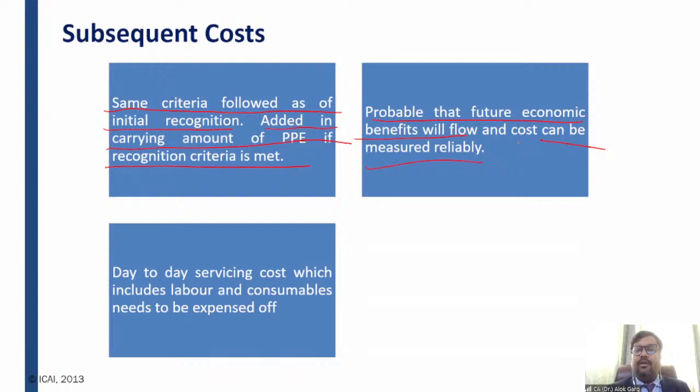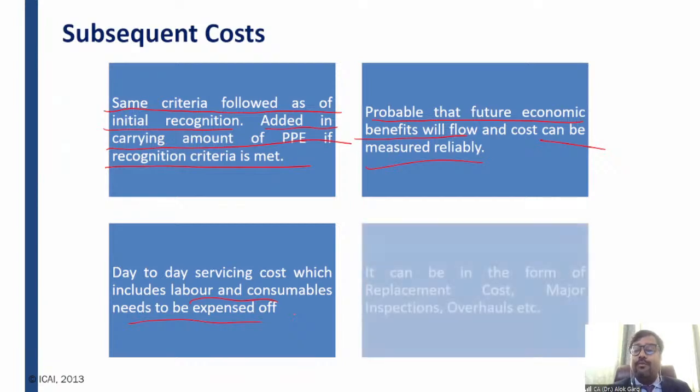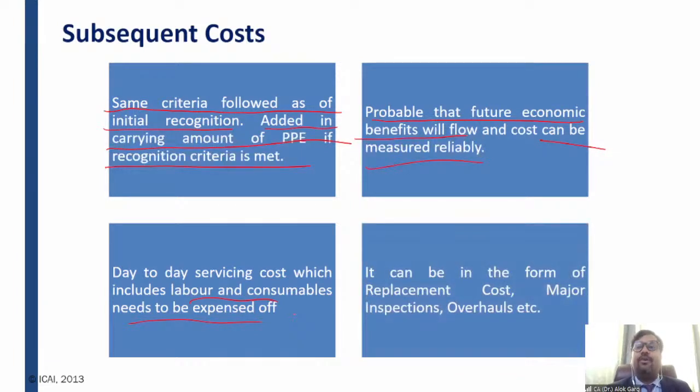Sir, normally when we go for an audit into a plant, we see there is a day-to-day servicing cost. There is greasing oil, and there are some bearings which the entity regularly changes on a regular basis, right? So the day-to-day servicing cost, which includes labor and consumables, needs to be expensed off. This day-to-day subsequent cost will not be capitalized. It has to be expensed off, right? What needs to be capitalized? The major subsequent cost in the form of replacement cost, major inspection, overhauls. These are going to be capitalized.